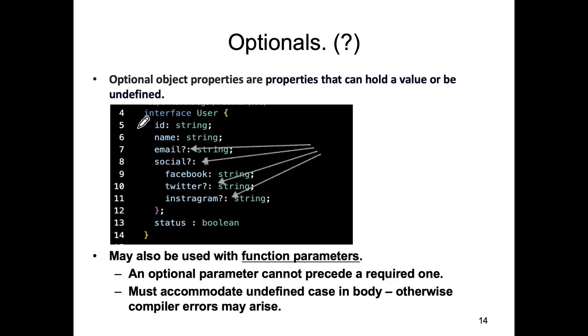So if we look at an example here, I'm declaring a user type for myself, and I'm saying user has an ID property of type string, a name property of type string. And here's where the optional part comes in. I'm saying they have an email property, but the question mark here is indicating that some users may not have an email property, and we're accepting that as being okay.